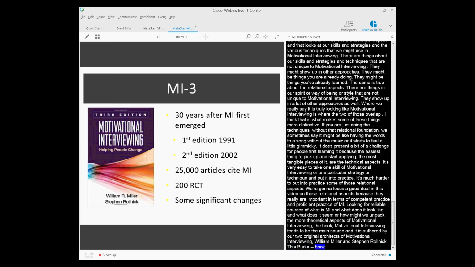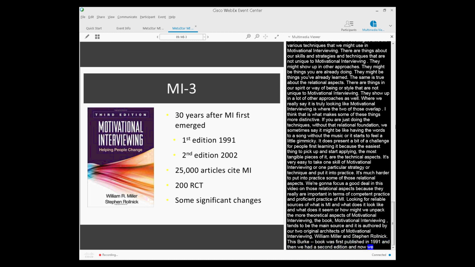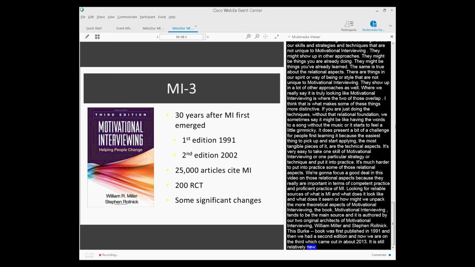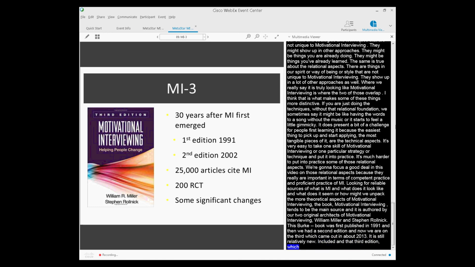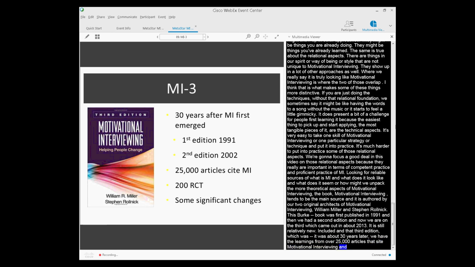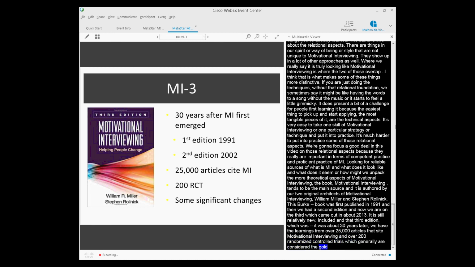and then we had a second edition, and now we're on the third edition, which came out in about 2013, so it's still relatively new. And included in that third edition, which came out about 30 years after MI first emerged, we have the learnings from over 25,000 articles that cite motivational interviewing and over 200 randomized control trials, which are generally considered the gold standard for evidence-based research in our science and research fields.